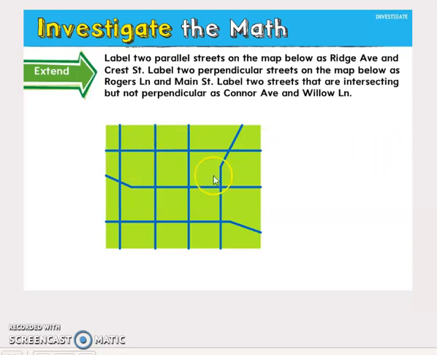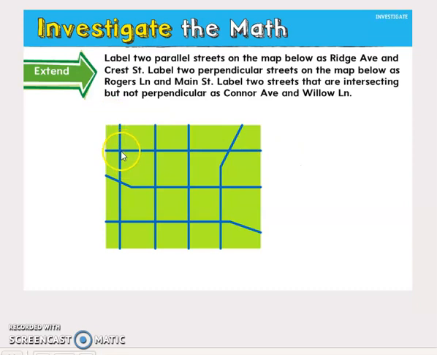So I'm going to look at this and I'm going to say, okay, two streets that are intersecting. I have this street and this street that are intersecting. I have this street and this street that are intersecting. So I probably don't want to use this street as a parallel, because I would like to use this as intersecting.